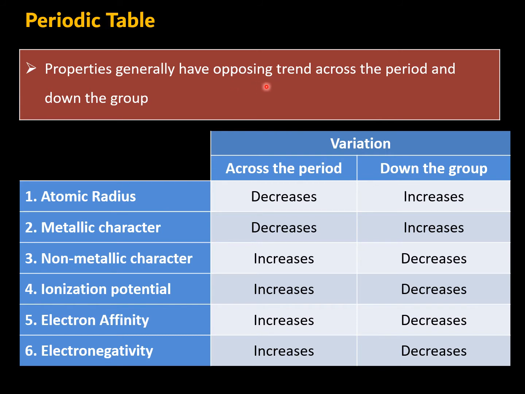Properties generally have opposing trends across the period and down the group. Here itself we can see whatever properties have a decreasing trend across the period will have an increasing trend down the group. If they have an increasing trend across the period, then they will have a decreasing trend down the group.